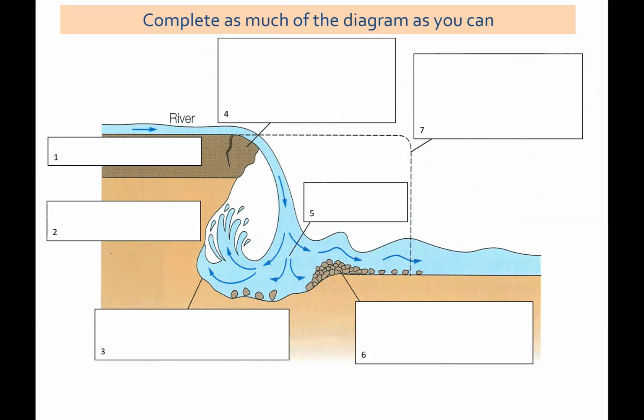So for example, it could be a label of a type of erosion or a type of rock. It could be a feature, for example, a plunge pool, an overhang. But I want you to write down what you think is happening in each of those boxes. When you're ready, you can press play and I will reveal the answers. Of course, if you want to draw it, you can.